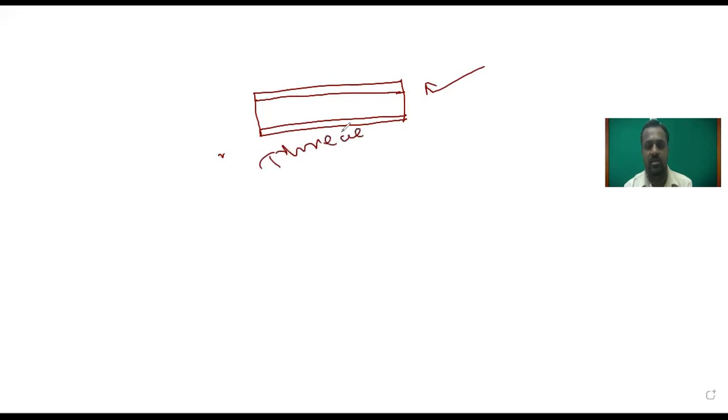There will be the thread. Then what is the conventional representation for that external and internal thread?